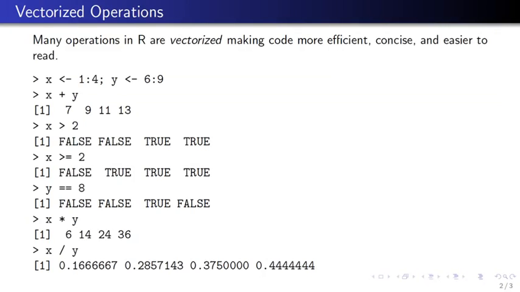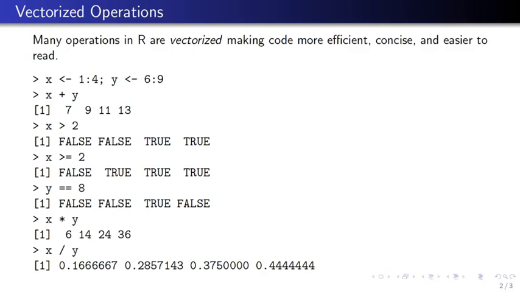The idea with vectorized operations is that things can happen in parallel when you, for example, want to do a computation. Suppose I have two vectors here, x and y. x is the sequence 1 through 4, and y is the sequence 6 through 9. I want to add the two vectors together. What I mean is I want to add the first element of x to the first element of y, the second element of x to the second element of y, etc., the third element to the third element. So I want to do things in parallel like that.